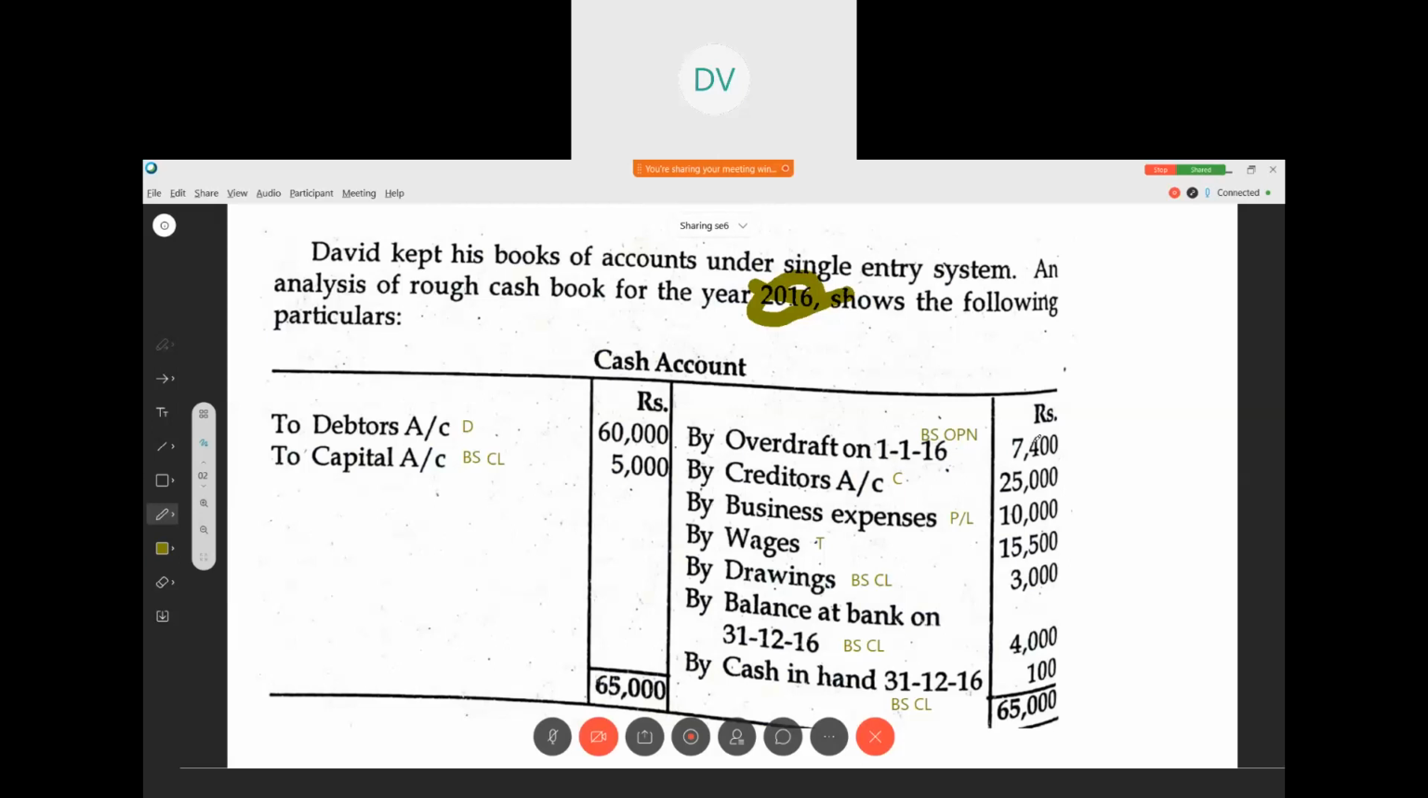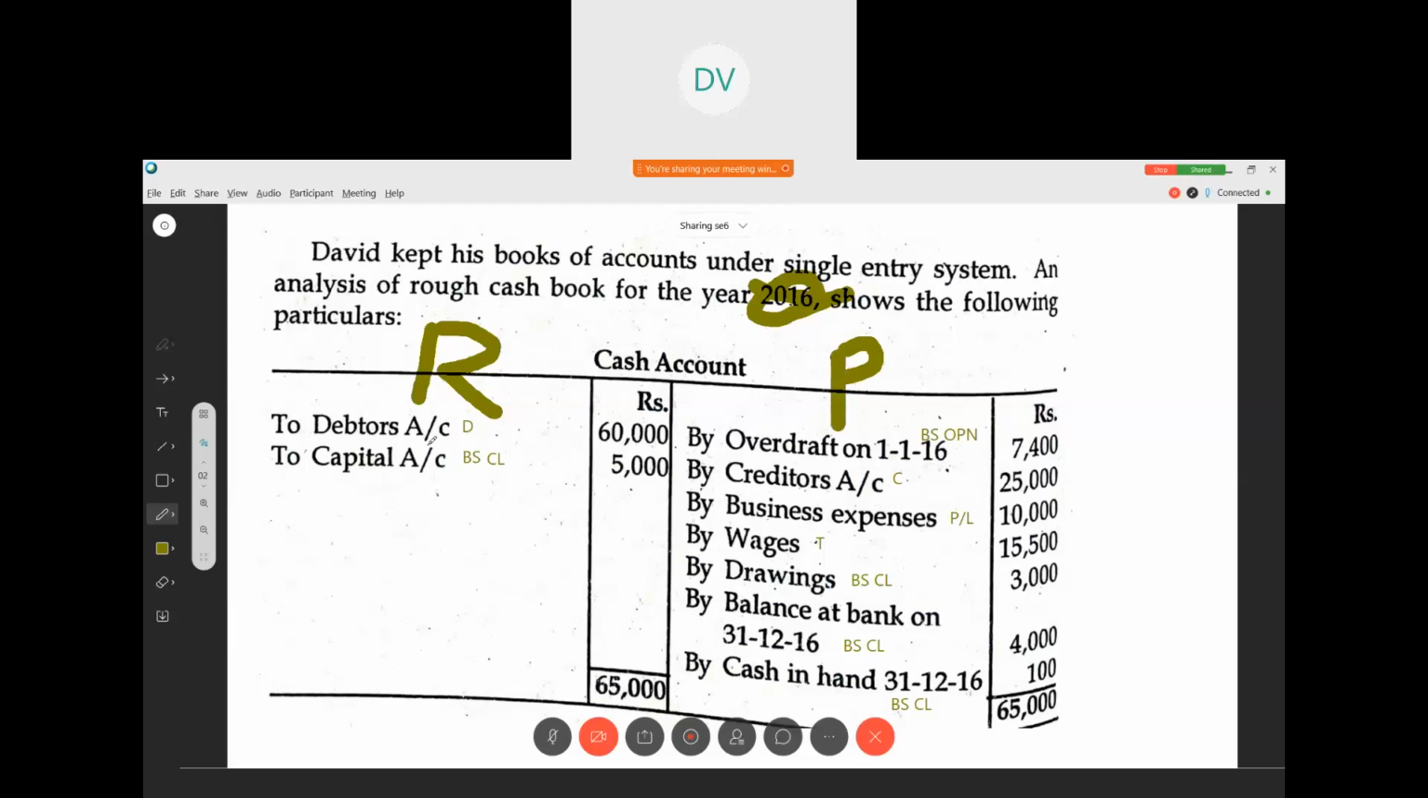So usually what happens? See, while looking at the cash book, you should understand all the debit side items are the receipts, and credit side items are the payments. So we should understand this properly. Then one by one we can see.